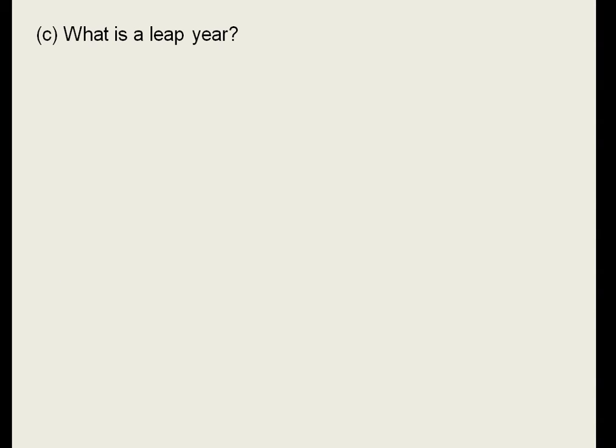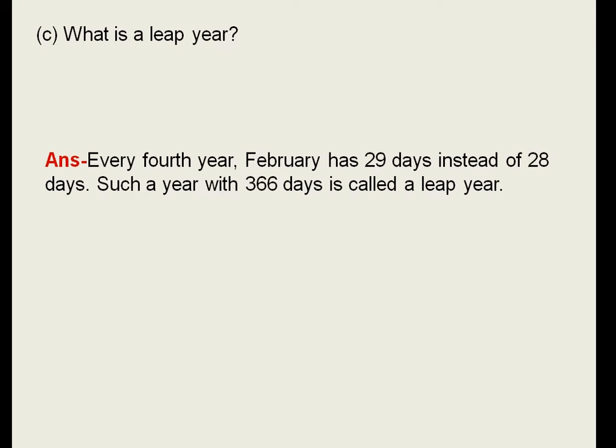Next, what is a leap year? I will explain what you have to write when it comes for 1 mark and when it comes for 3 marks. It is for 1 mark now. So what do you have to write? Every 4th year, February has 29 days instead of 28 days. Such a year with 366 days is called a leap year.